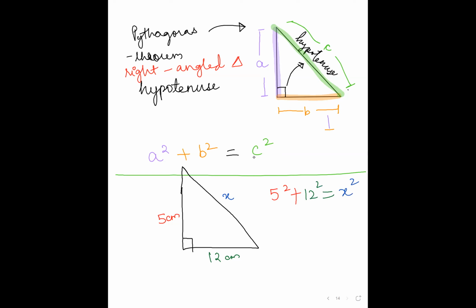Now what is 5 squared? 5 multiplied by 5, so it will be 25. Very good. Plus 12 squared, 12 twelves are 144. Then it is equal to x squared. Now, what is 25 plus 144? Let's try to solve it. Solve it and tell me what is 25 plus 144?